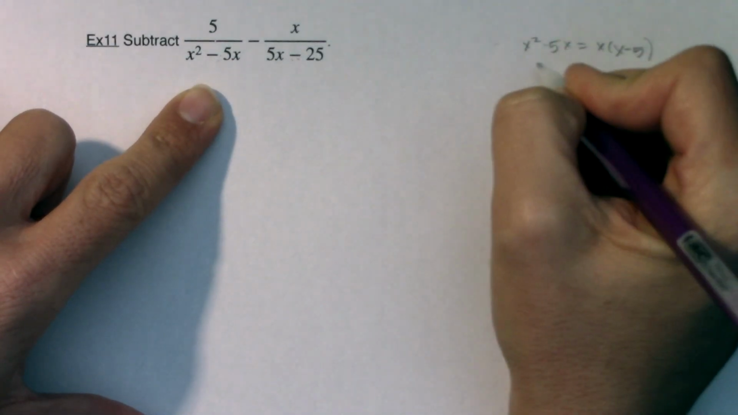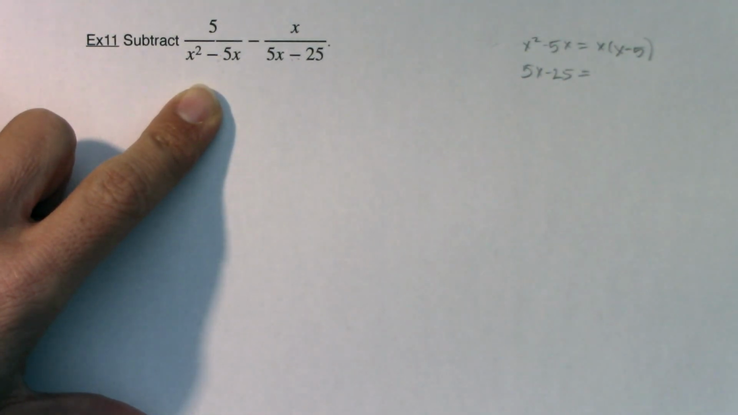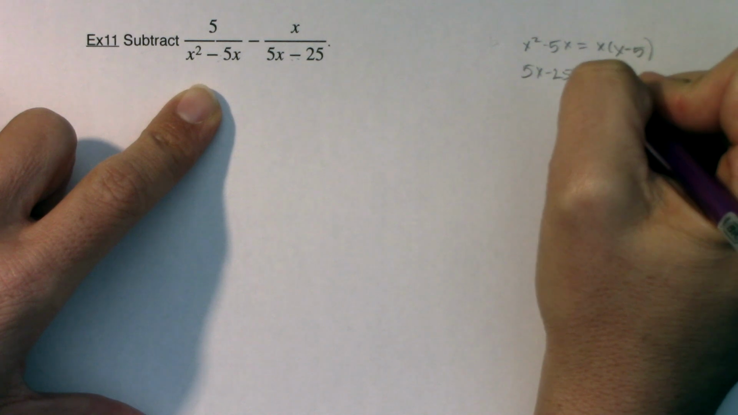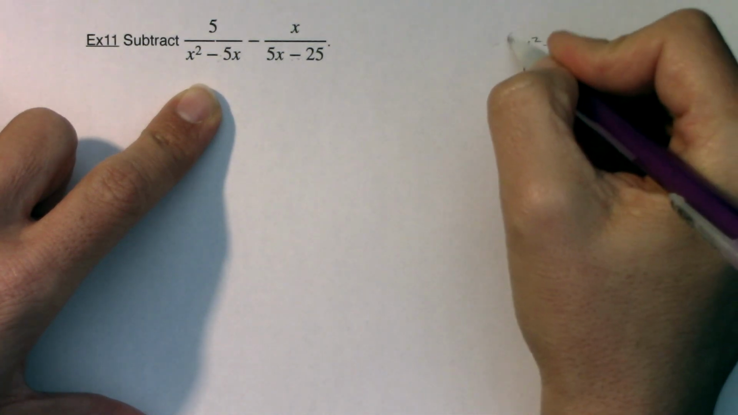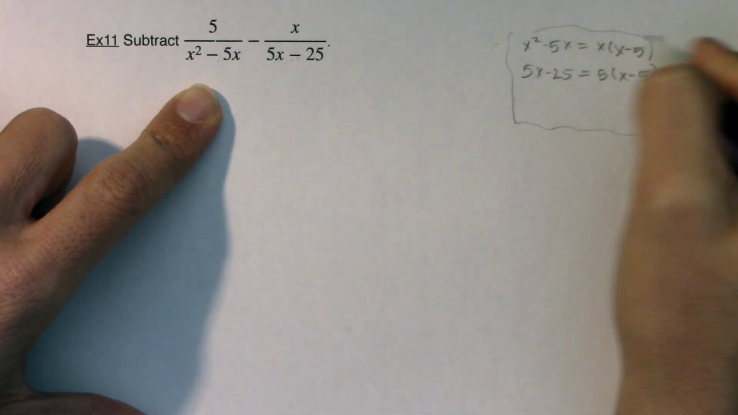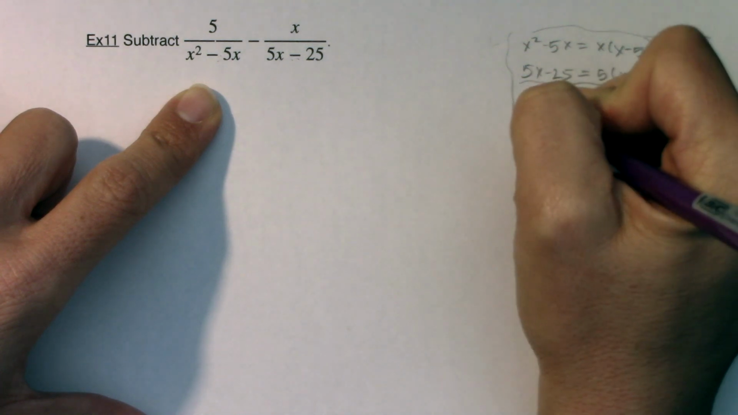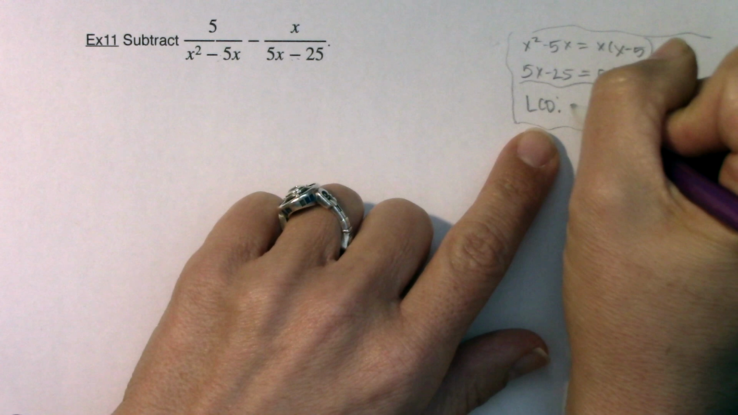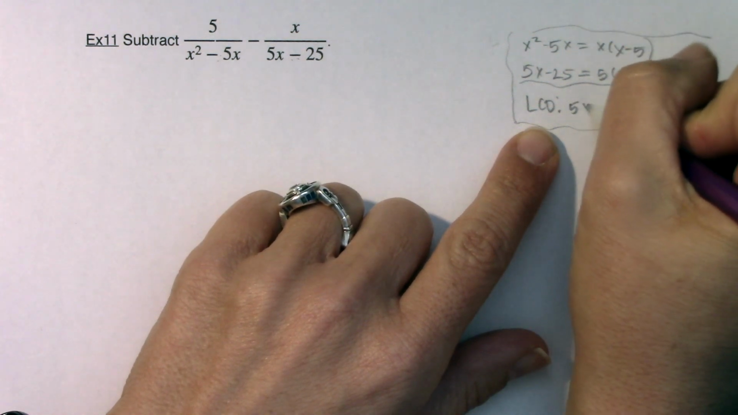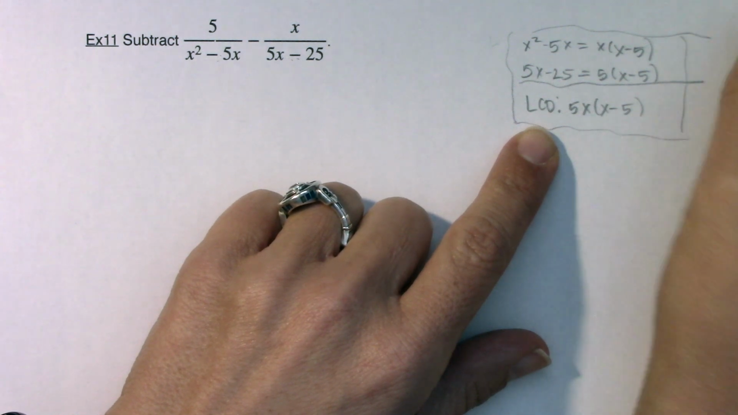Okay. And then we've got 5x minus 25. I can factor the 5 out of that denominator, and I have x minus 5. So I can see I have three factors essentially: an x, an x minus 5, and a 5. If I want to build the LCD, I need all three of those represented. I'm going to start with the number, just 5. I need the x, and then I need the x minus 5. So there is my LCD.